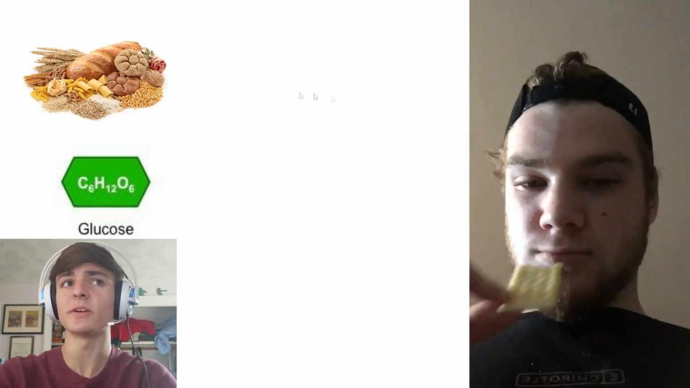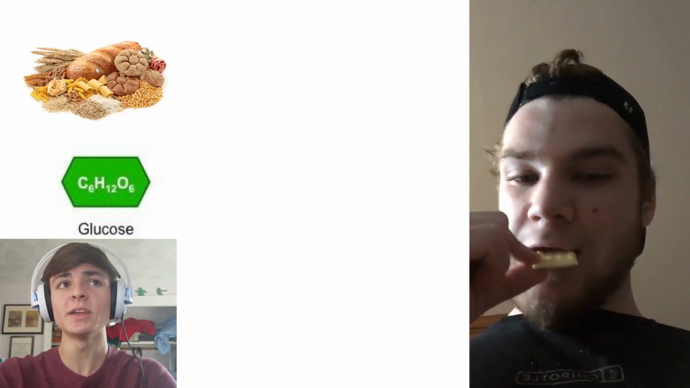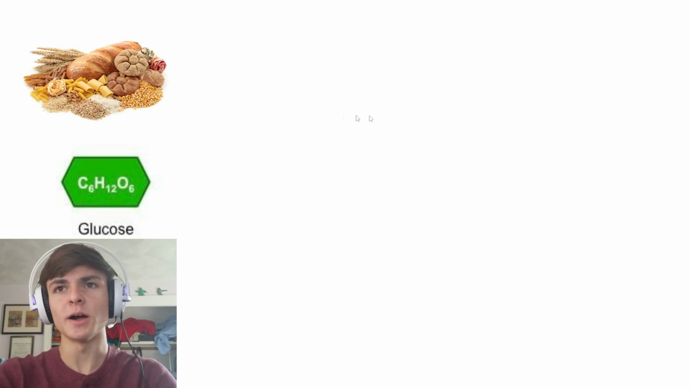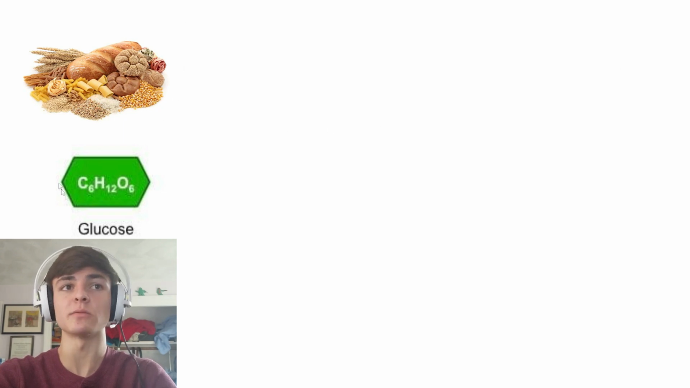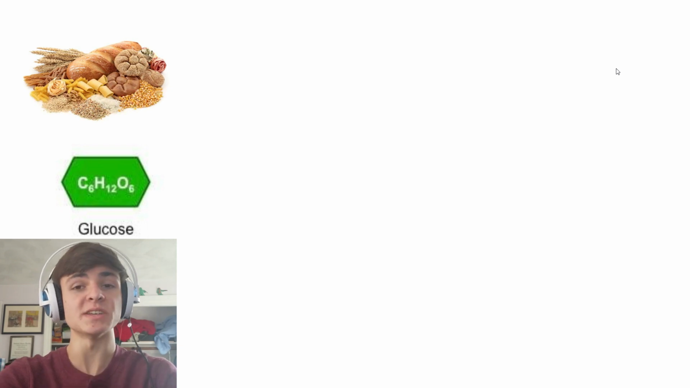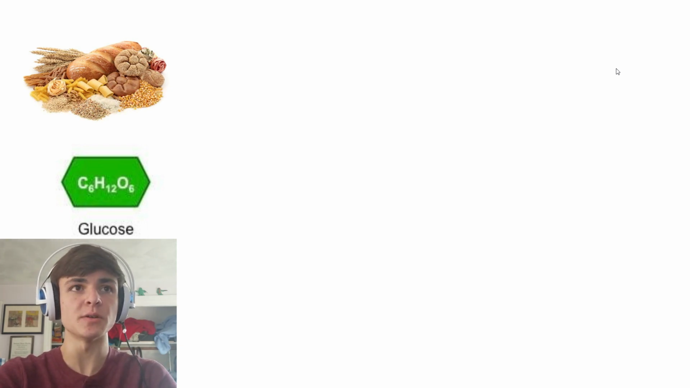So some foods that are very rich in carbohydrates are bread, pasta, and rice. And the reason why runners will actually carbo load right before a race is because these foods are rich in glucose. And as the reaction goes on, you'll see that glucose forms ATP, which is a form of energy, so they won't run out of energy during the race if they carbo load.